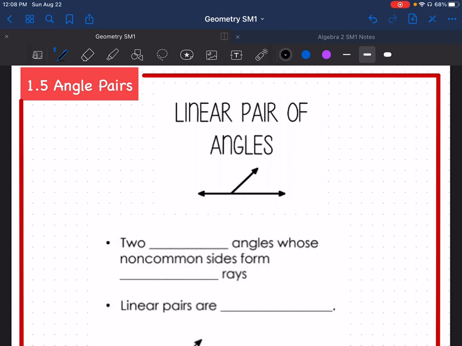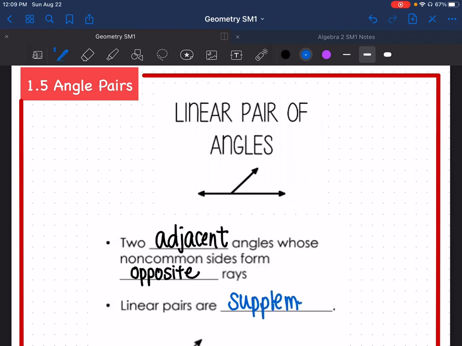These are two adjacent angles. Now remember, adjacent just means that they have to touch each other. They must share a vertex and they must share a common side, whose non-common sides form opposite rays. Remember, when we form opposite rays, we are forming a straight line. This means that linear pairs are supplementary. And we're going to talk about supplementary in just a moment.